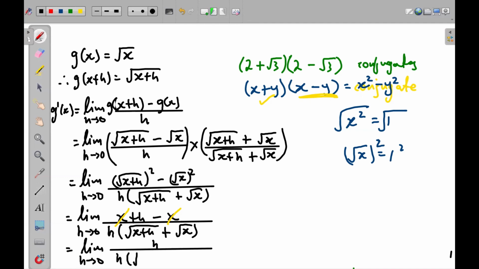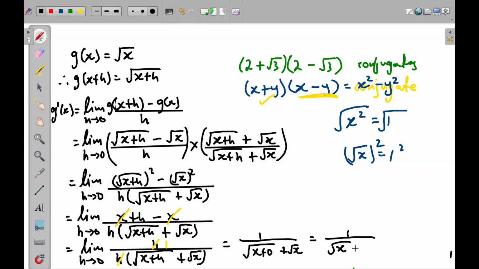Now you see why I kept those brackets. And this h finally divides that. You are left with a 1 in the numerator. Please take note of that. And I'm going to substitute right away the 0 in the place of h. And I need you to note that you are left in this case with 1 over square root of x plus square root of x.